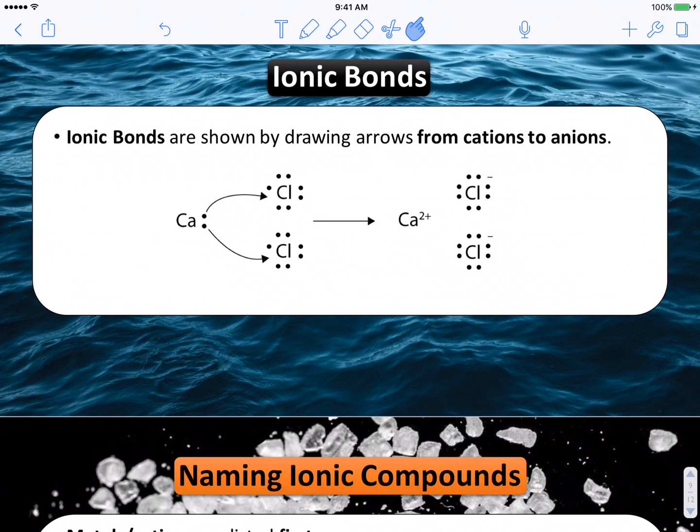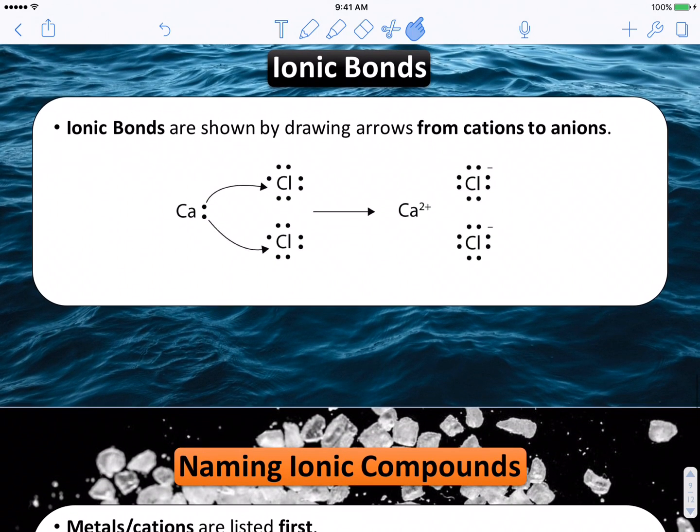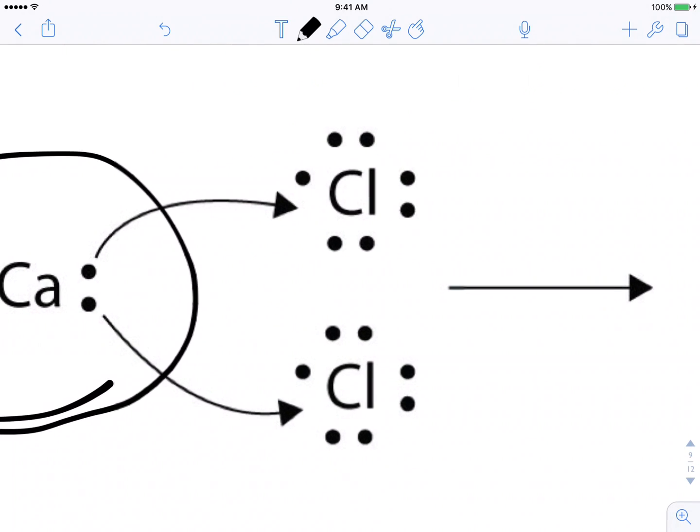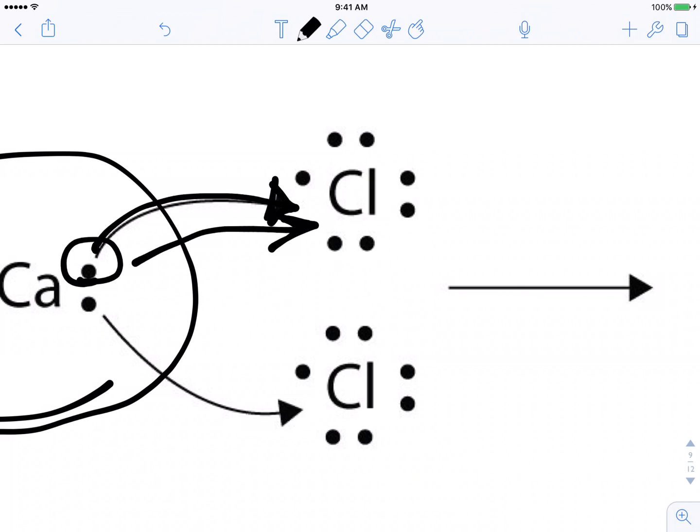Okay, so we're going to do a couple practices here. How do we draw this out? So ionic bonding is actually more simple to show than covalent in that you take the cation. The cation is typically the metal in the bond. The metal is going to give away its electrons, so all you have to do is just draw an arrow showing that this electron from calcium is going to fit into that chlorine right there. Same for this guy.